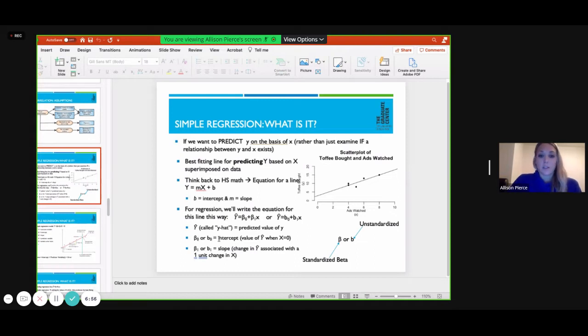So beta 0 is the intercept. This is the value of y hat whenever x equals 0. Whenever x is 0, what is y equal to? That's your intercept, so it's basically your starting point. And then your slope, or beta 1, is the change in y hat associated with a 1 unit change in x. So as you move from, for example, 4 ads to 5 ads, what is the change in y associated with that change in x?